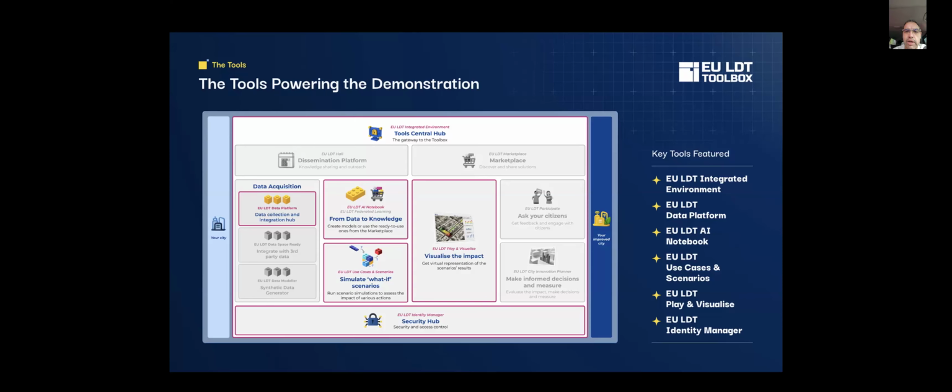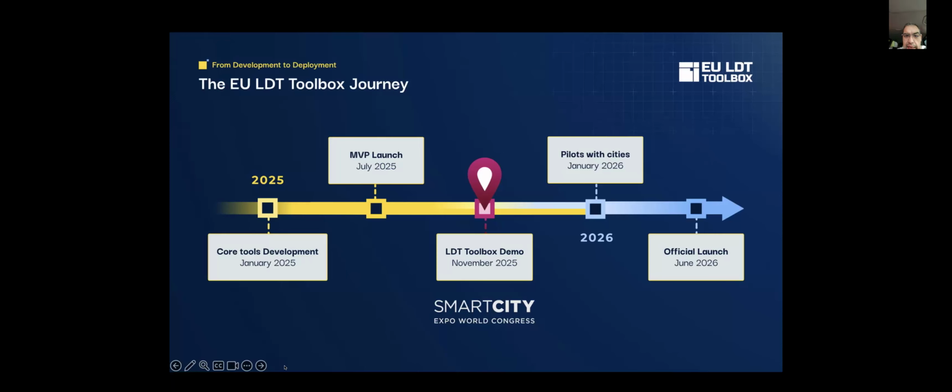So just to let you know, as I mentioned, we are releasing the tools in January 2026. The MVP is already launched, and we did the demo in the smart cities event last November. So we are now starting a new launch of the tools in June 2026. But I really invite you to start checking now the local data twin tool for smart and sustainable cities.